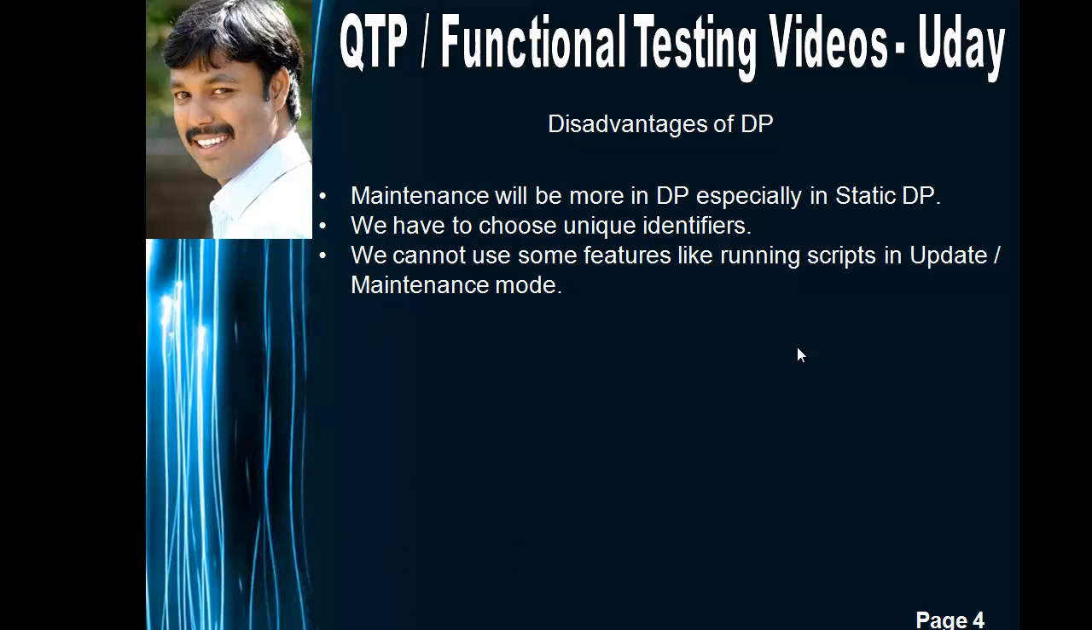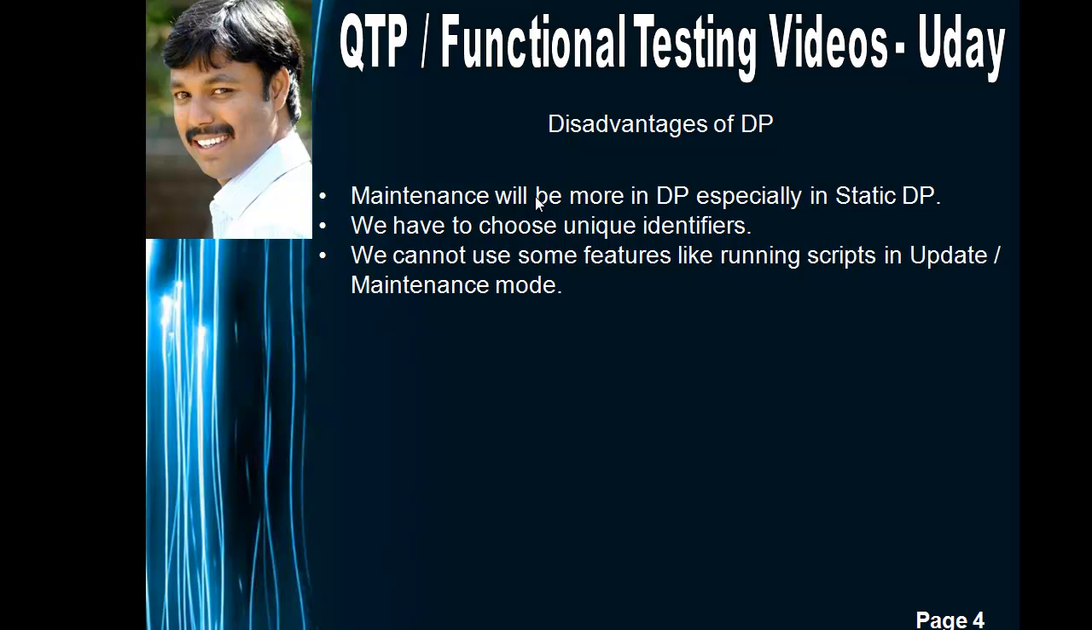There are a few disadvantages in descriptive programming. Maintenance will be more in descriptive programming, especially in static descriptive programming, which I explained earlier, right? For example, if the object changed and it is used in multiple places, we need to go through exactly where it has been used, and we need to update all the places, right? And at the same time, we need to give unique object properties.